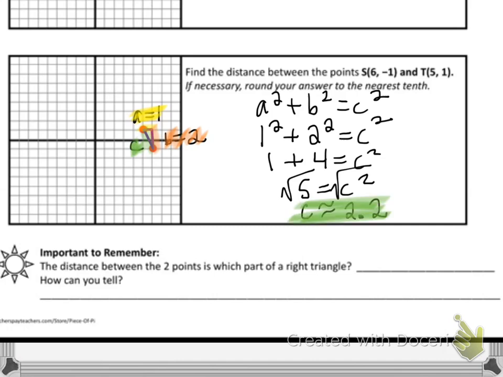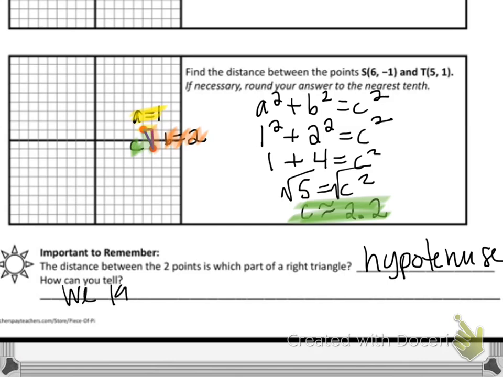All right, going down to the bottom part, important to remember, the distance between 2 points is which part of a triangle? We have found every time we're finding C, so that would be the hypotenuse. All right, how can you tell? Okay, when we draw that straight line from point to point, it's not on lines. Okay, it's going across the coordinate plane. So, how can you tell?